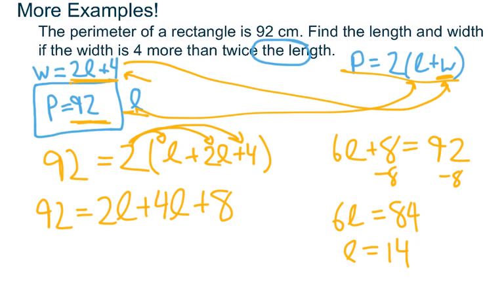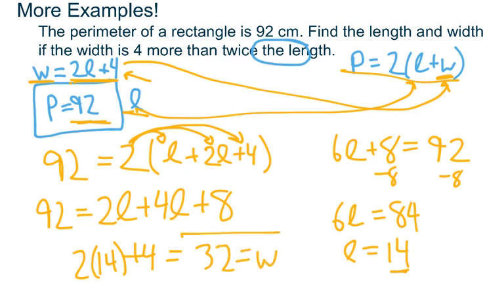Okay, I need to find both the length and the width. So I've found what L is. Now I can take this value and I can plug it back in for W. So I'll go 2 times 14 plus 4, and that's going to equal 28 plus 4, which is 32. So W is equal to 32, length is equal to 14.